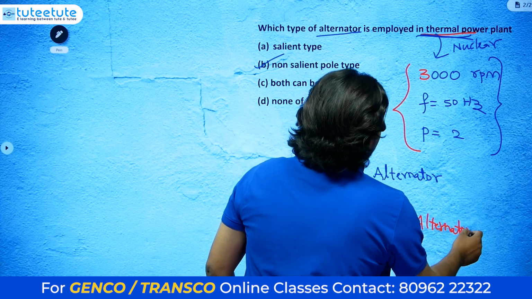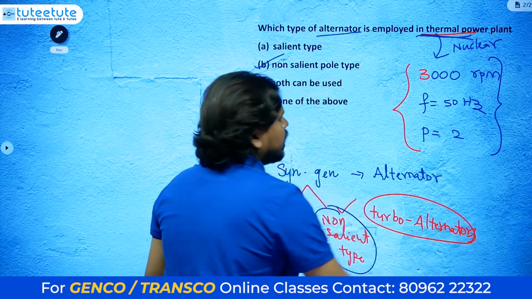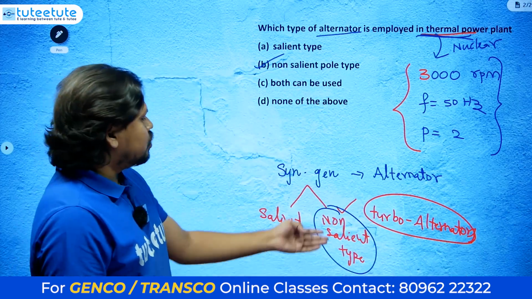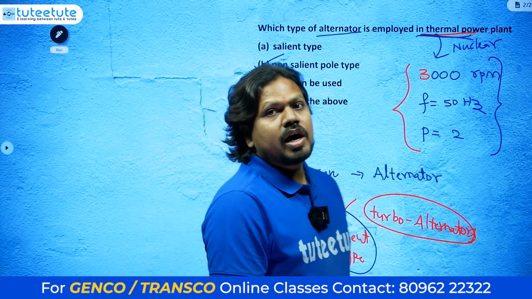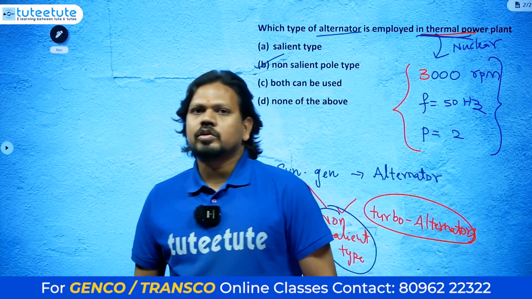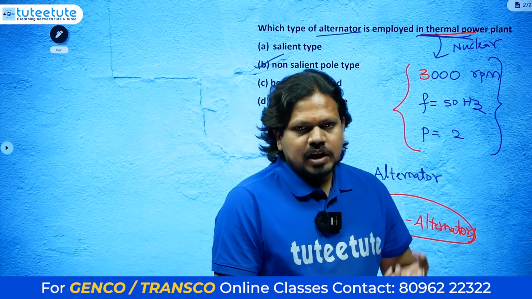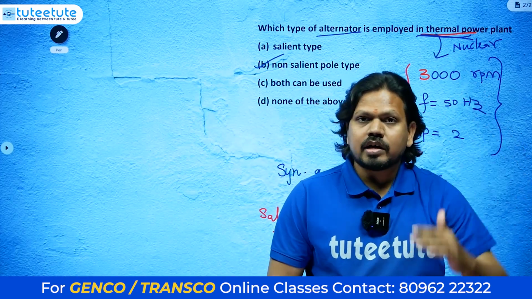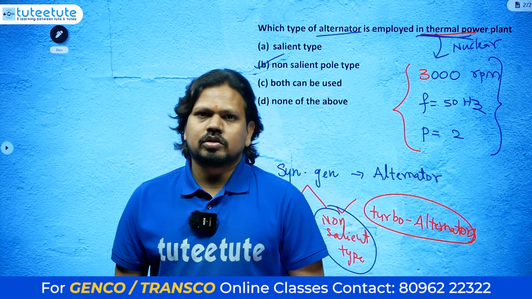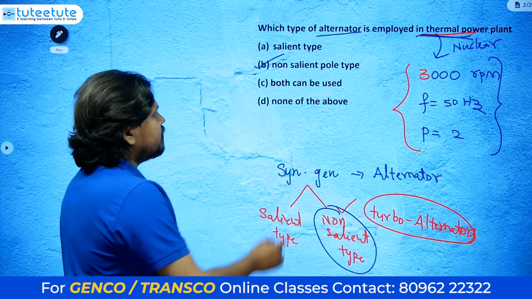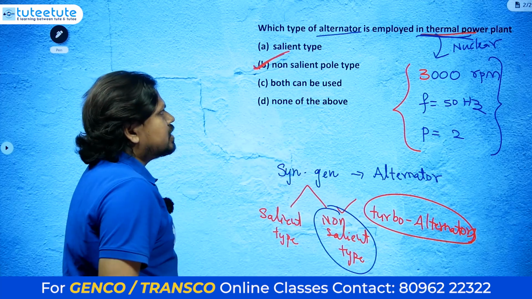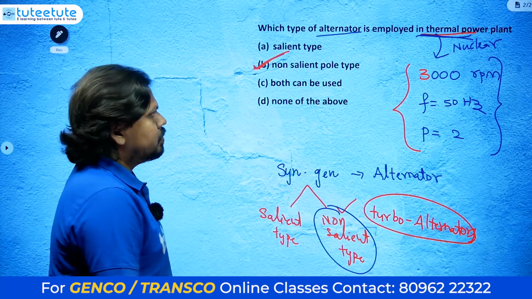In hydroelectric power plants also we can use this non-salient pole type, according to the speed of the turbine. The turbine speed will be decided based on the discharge of the water and the head of the plant. Those all will be considerations here. Anyway, the answer for this question is non-salient pole type of generator.